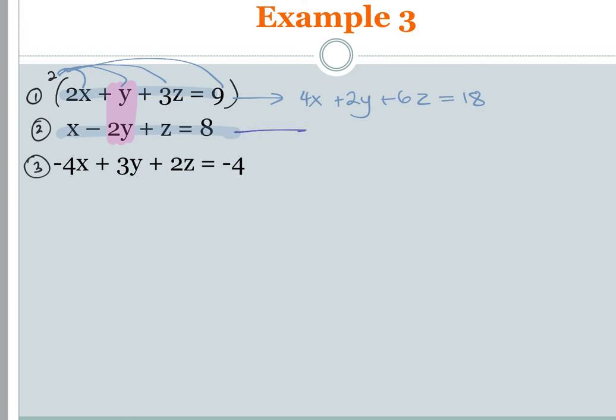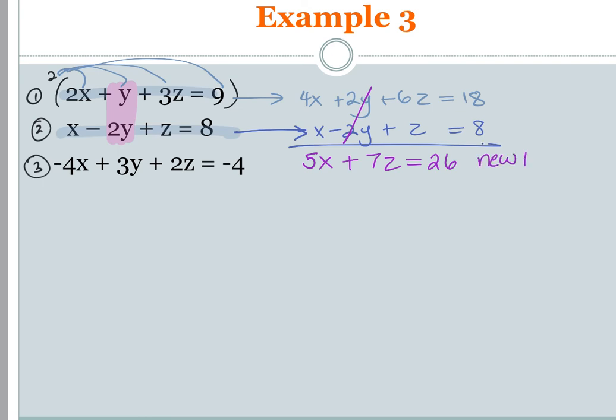Then I'm going to take 2, and I don't need to change anything. It's already going to cancel. x minus 2y plus z equals 8. And we are going to combine these. So 4x plus x is 5x. Positive 2y, negative 2y cancel out. That was our plan. 6z plus z is 7z. And then 18 plus 8 is 26. And we're going to call this new 1, just so we give it a name.